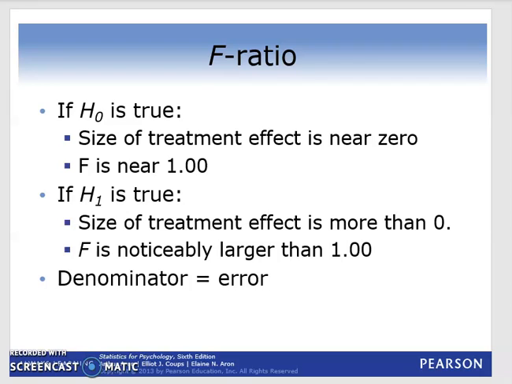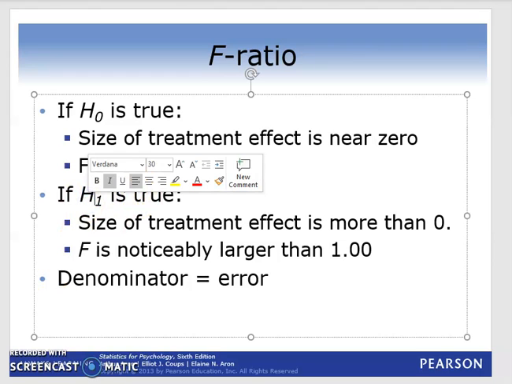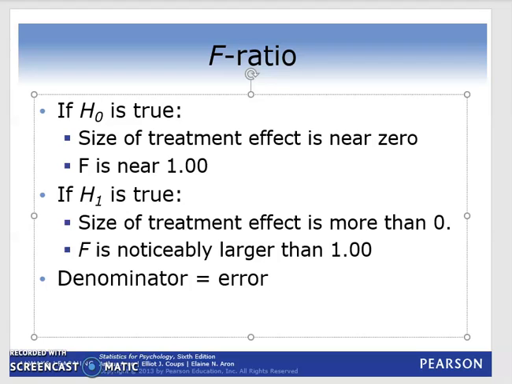So again, for your F ratio, if your null is true, remember H0 is your null, that means your F is going to be around 1. If your research hypothesis, H1, is true, that means you have differences, you have significance. And again, when we talk about analysis of variance, that denominator, the bottom of our ANOVA, we refer to as error, but it can also be called within group variance.